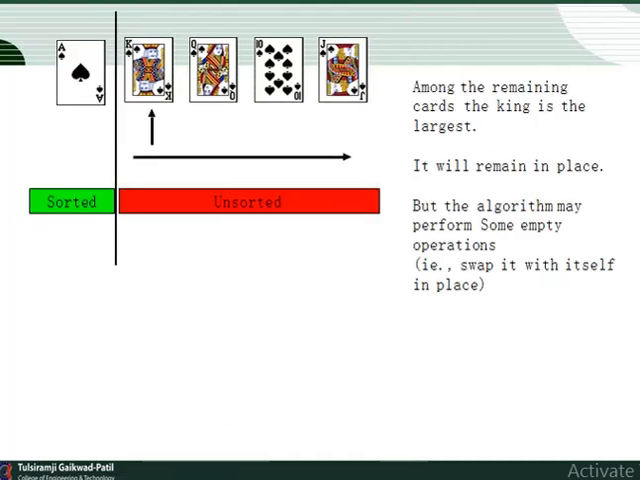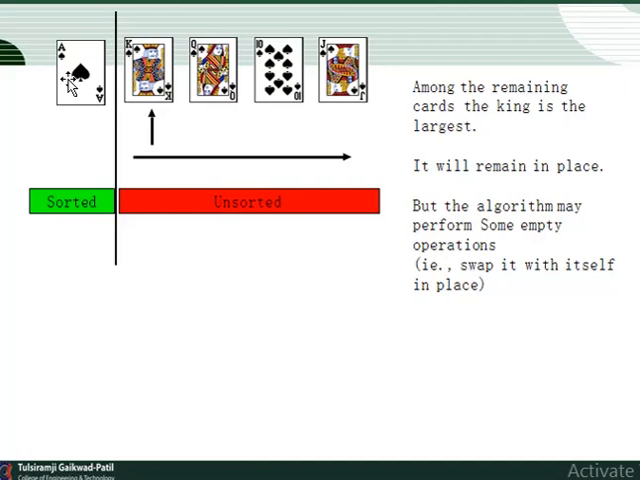Among the remaining cards, the king is the largest one. Firstly, I have sorted the very largest element, that is ace, and kept it on the left hand side, which is sorted, and that's why I have given it the green color. In the remaining 4 cards, nothing is sorted, and I found that the king is the largest among the unsorted list of cards.